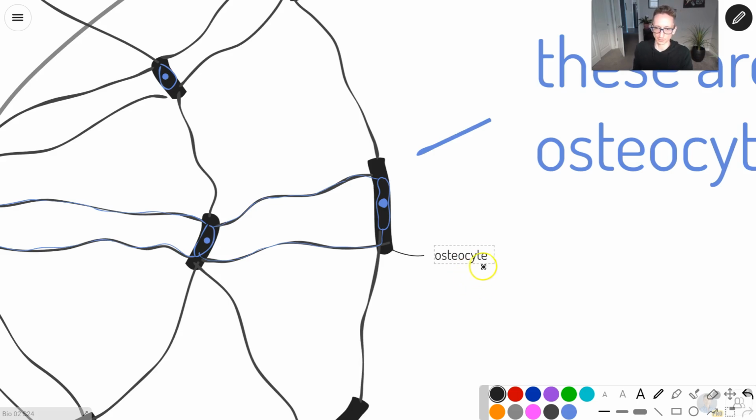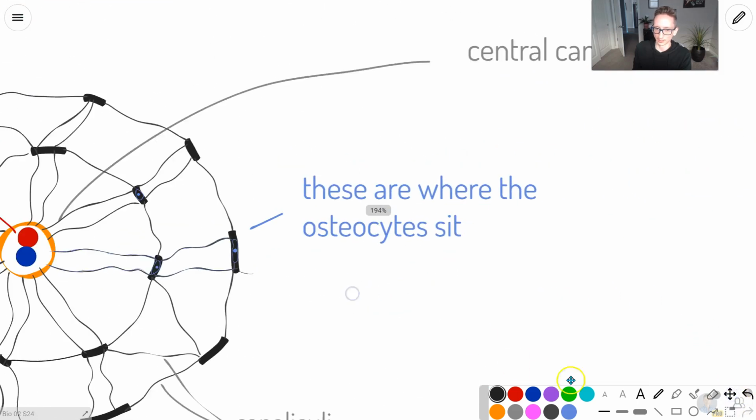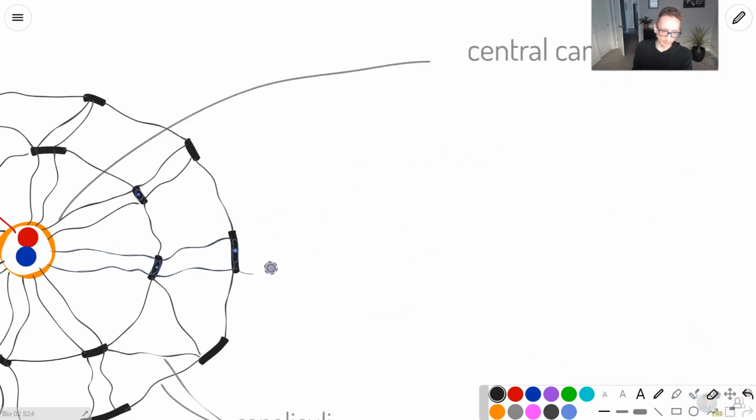So this little divot, this little divot is the osteocyte. Or I'm sorry, this little divot is the lacuna. What am I doing? I have these in different colors. This is stupid. Let me fix that. This is the lacuna. This is the little divot or pit. This is where osteocytes, that's where they live. That's where they sit. And then this is the osteocyte.